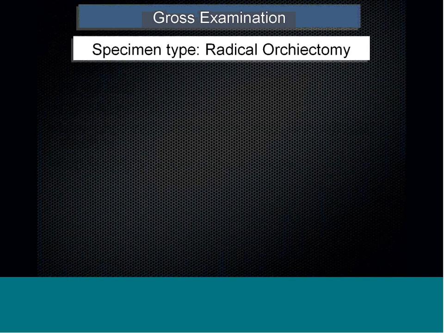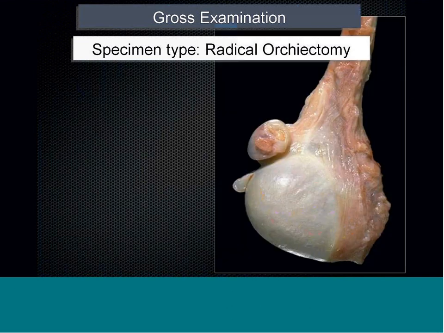Gross examination is always a very crucial step in any oncological specimen. The specimen is easy for testicular cancer because it's always a radical orchiectomy. Partial resections and biopsies are not a common practice in testicular cancers.